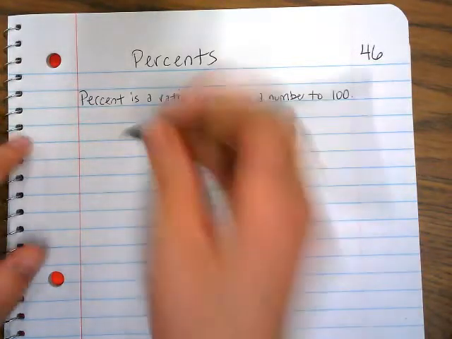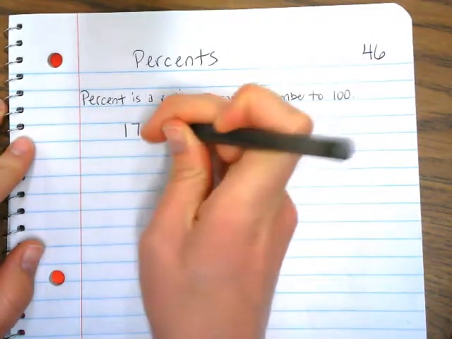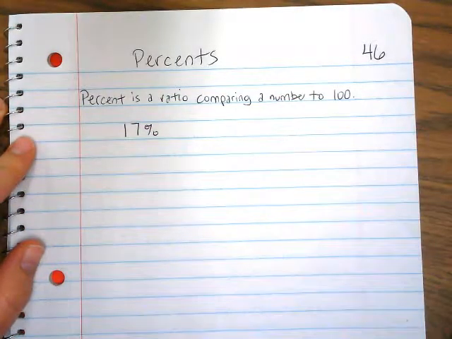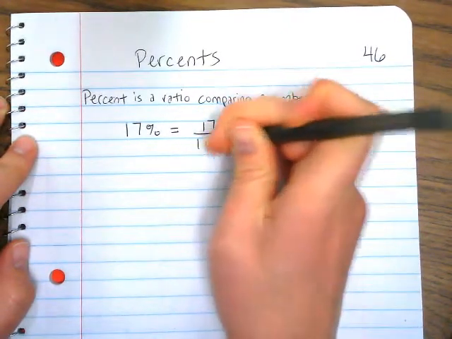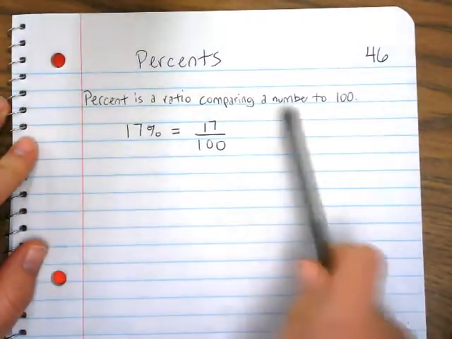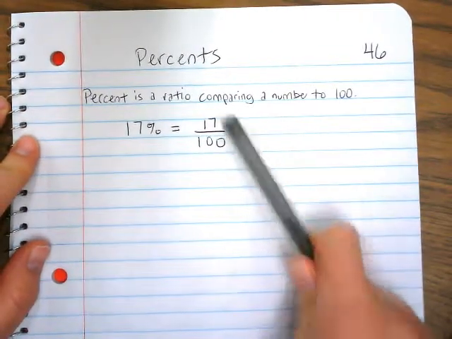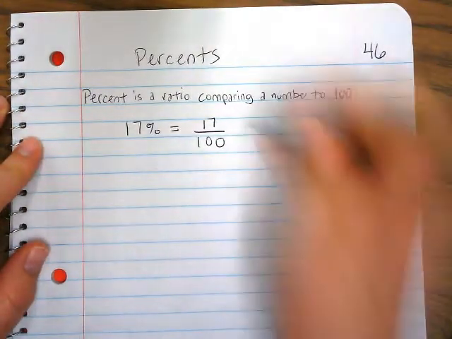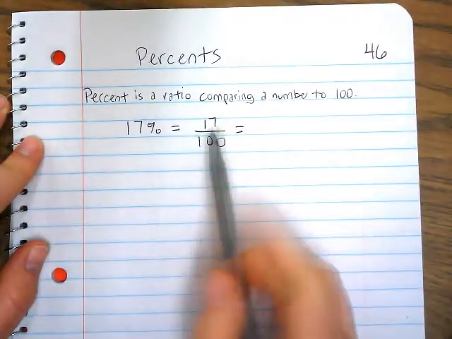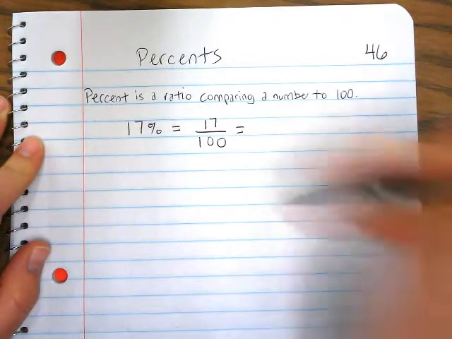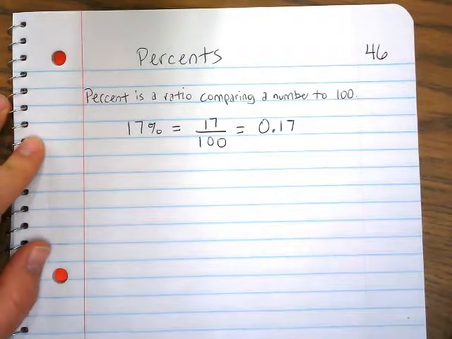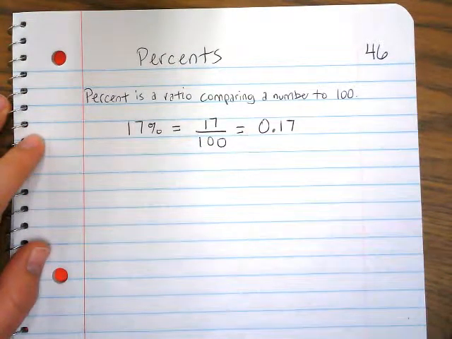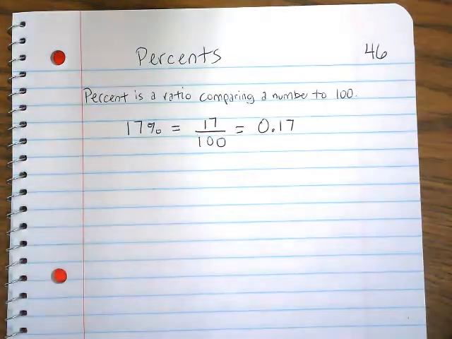So for example, if we had 17%, I could write that as a fraction as 17 to 100. This is a ratio comparing the number 17 to 100, so it's 17%. And if I wanted to write this as a decimal, I could do 17 divided by 100, which would be 0.17. Because we can have percents, fractions, and decimals that are all equivalent to each other. It's going to look a little bit like this.